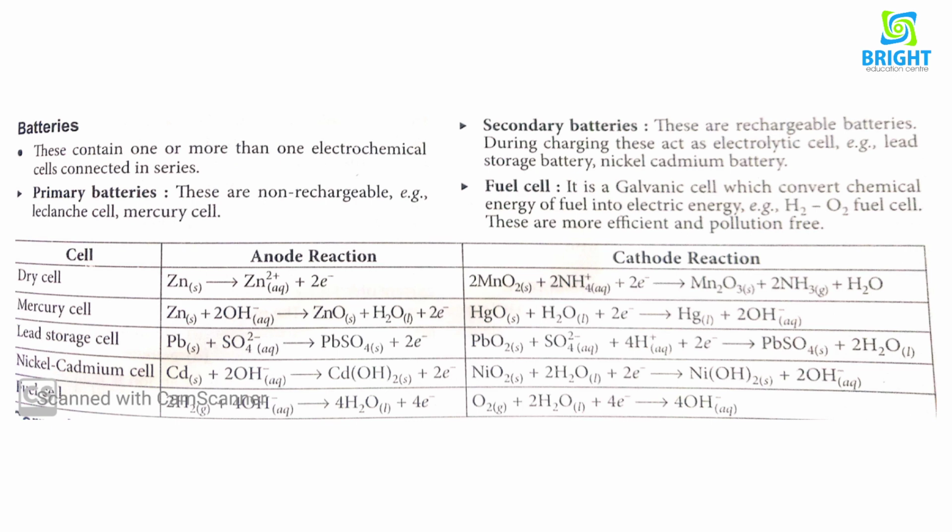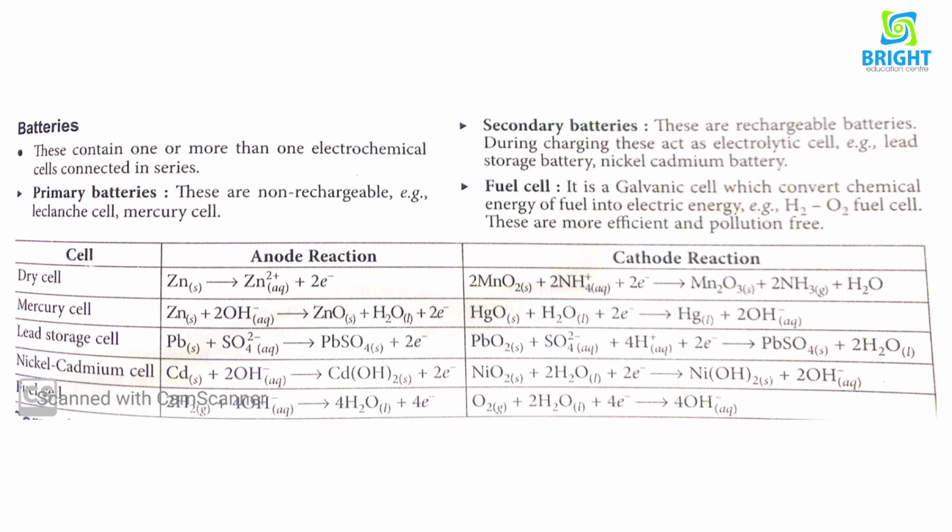So first of all, dealing with the dry cell, the reaction at the anode is Zn gives Zn2+ plus 2 electrons. Then the cathode reaction is MnO2 plus 2 NH4+ plus 2 electrons gives Mn2O3 plus 2 NH3 plus H2O. Then the second one is the mercury cell. Zn plus 2 OH- gives ZnO plus H2O plus 2 electrons. Then the cathode reaction is HgO plus H2O plus 2 electrons gives Hg plus 2 OH-.